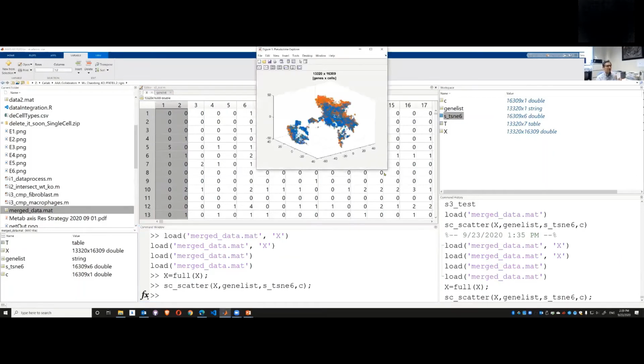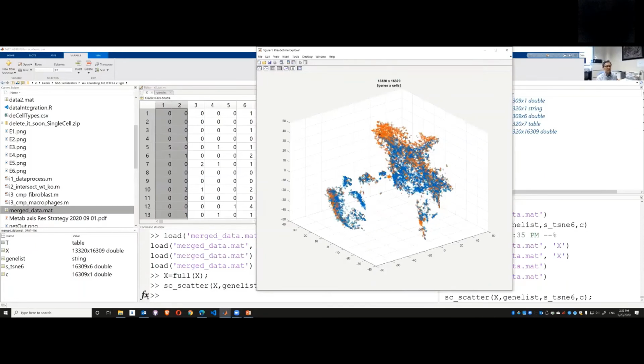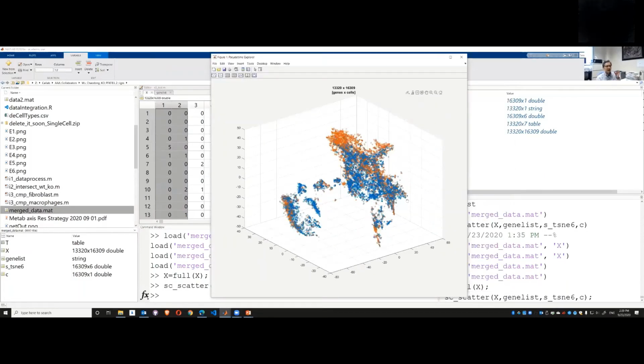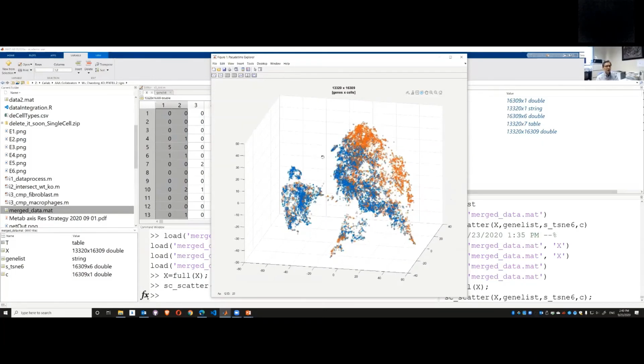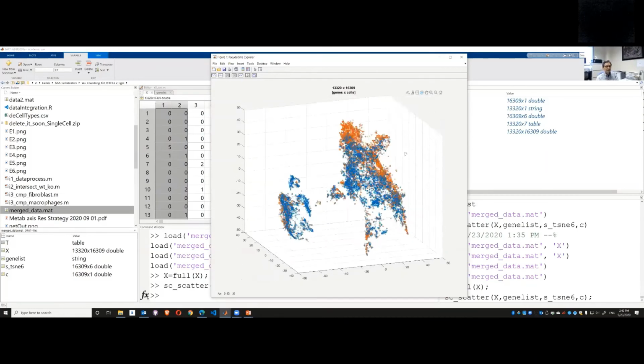So you start to see each point here is a cell. I color them into different colors because one is from a wild type mouse, and another is from a mouse in which a gene had been knocked out. So you have a knockout sample and a wild type sample. Okay, so I can rotate to see all the cells' relationships between them.